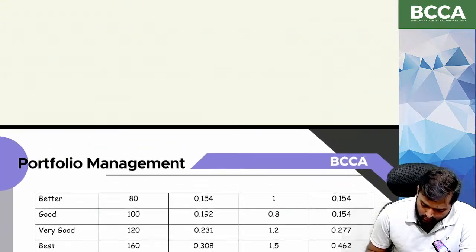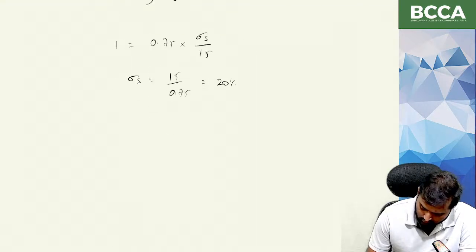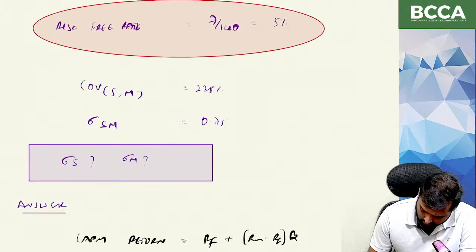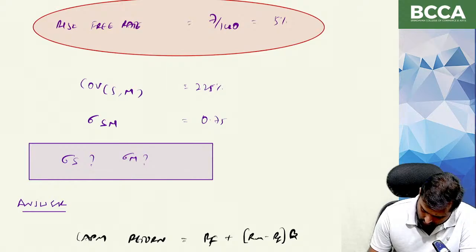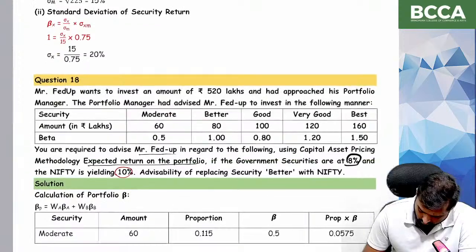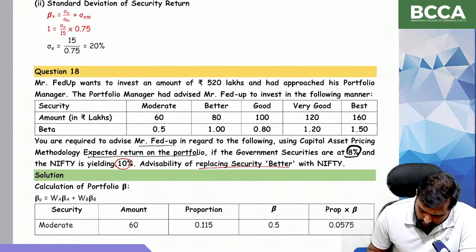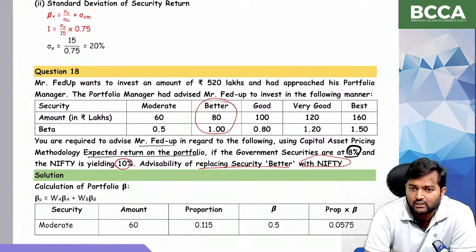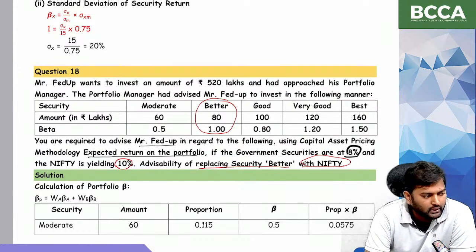So there is a second part also. What is the second part of the question? Advisability of replacing security better with Nifty. What is our advice? It doesn't make any difference because security better beta is 1. Even if you replace security better with Nifty, it doesn't make any difference because Nifty beta, market beta, is also equal to 1.